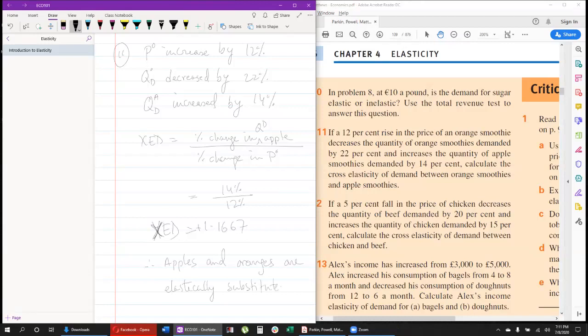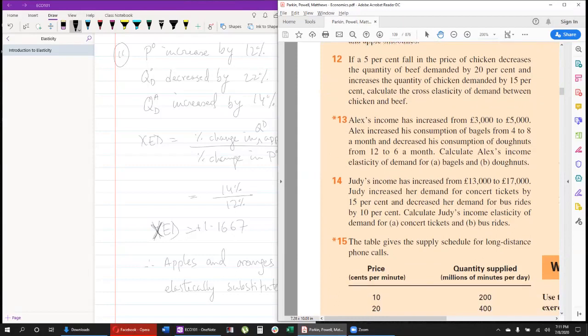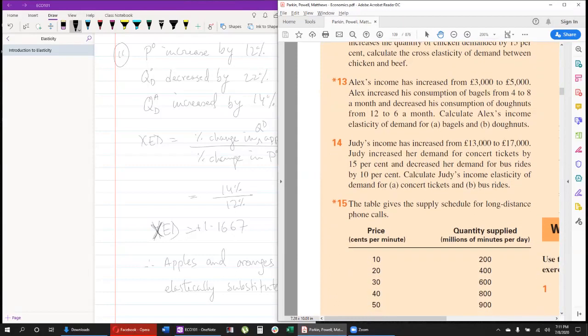That's the end of number 11. Number 12 is exactly the same, so hopefully you guys can do number 12. So let's move on to number 13.